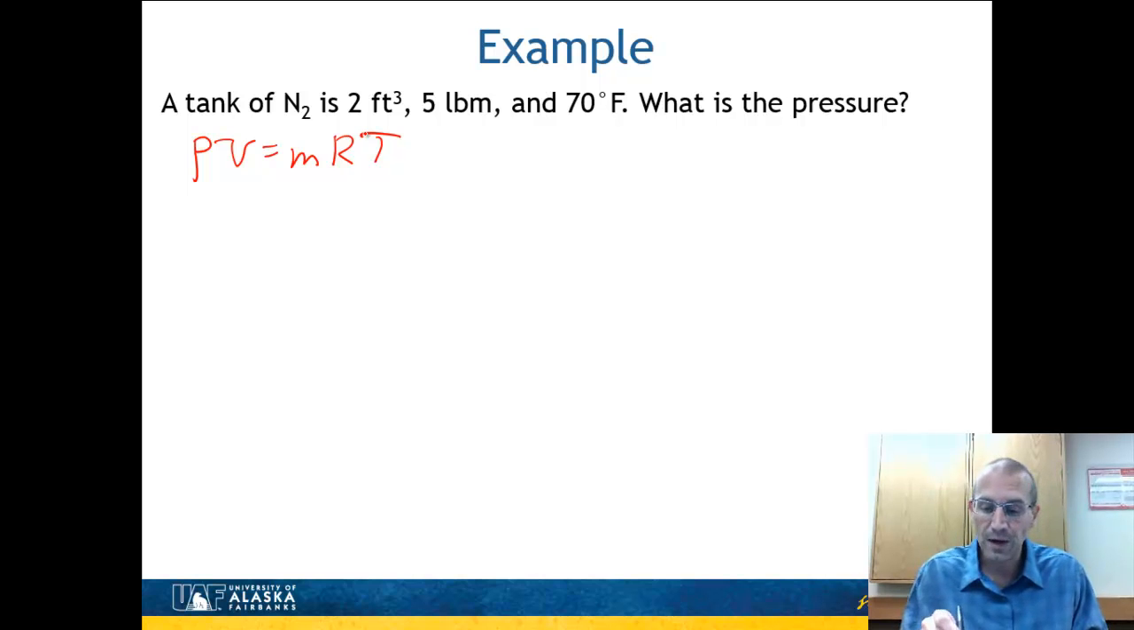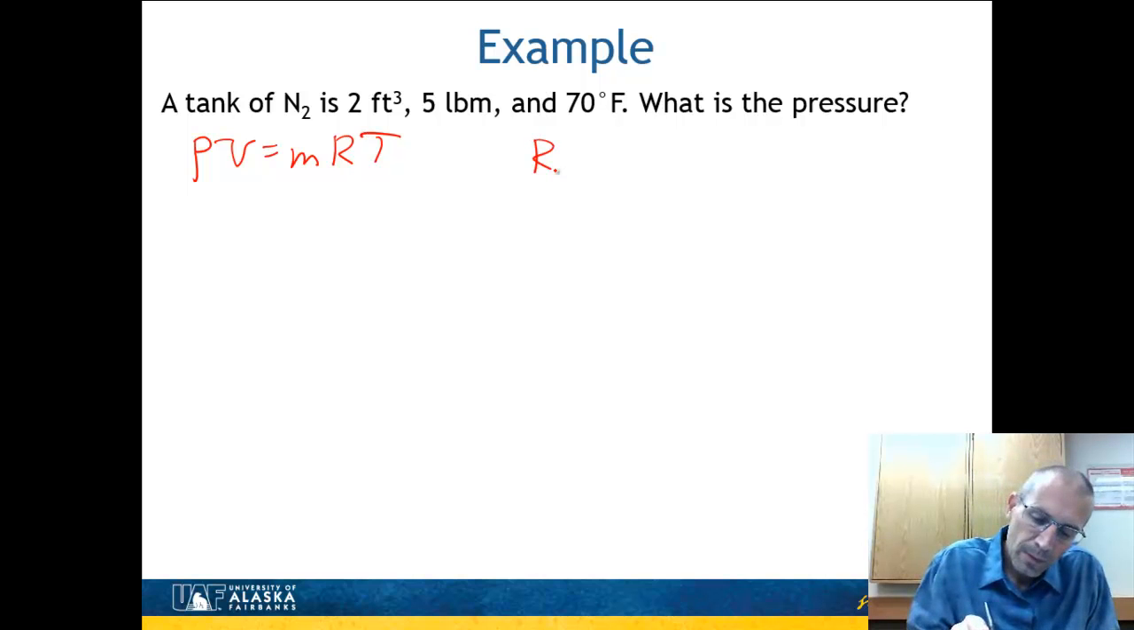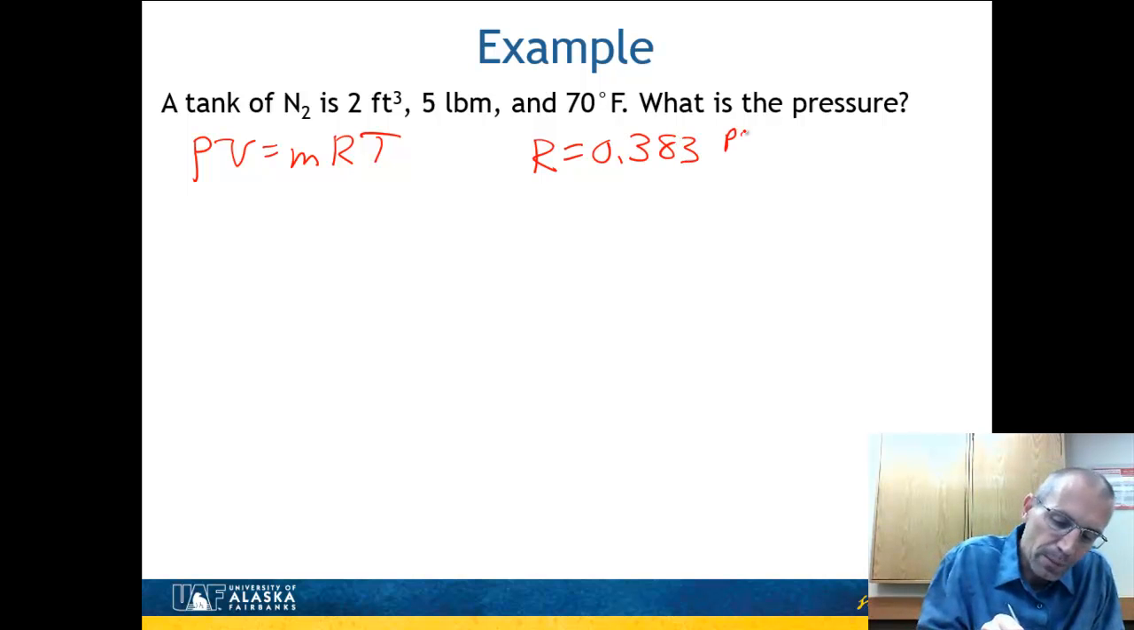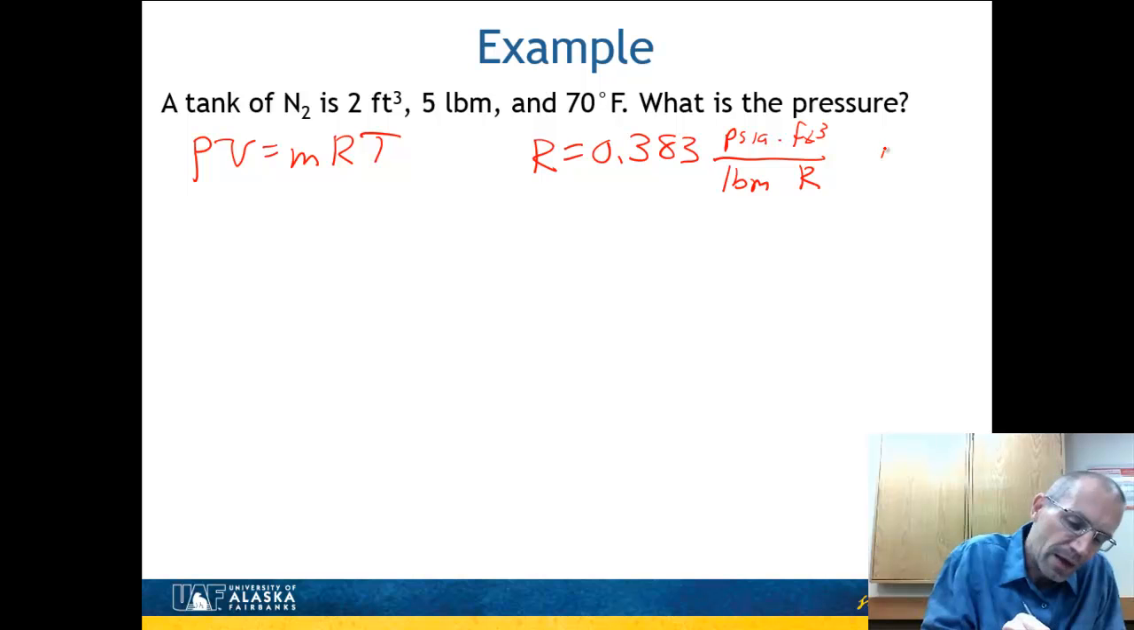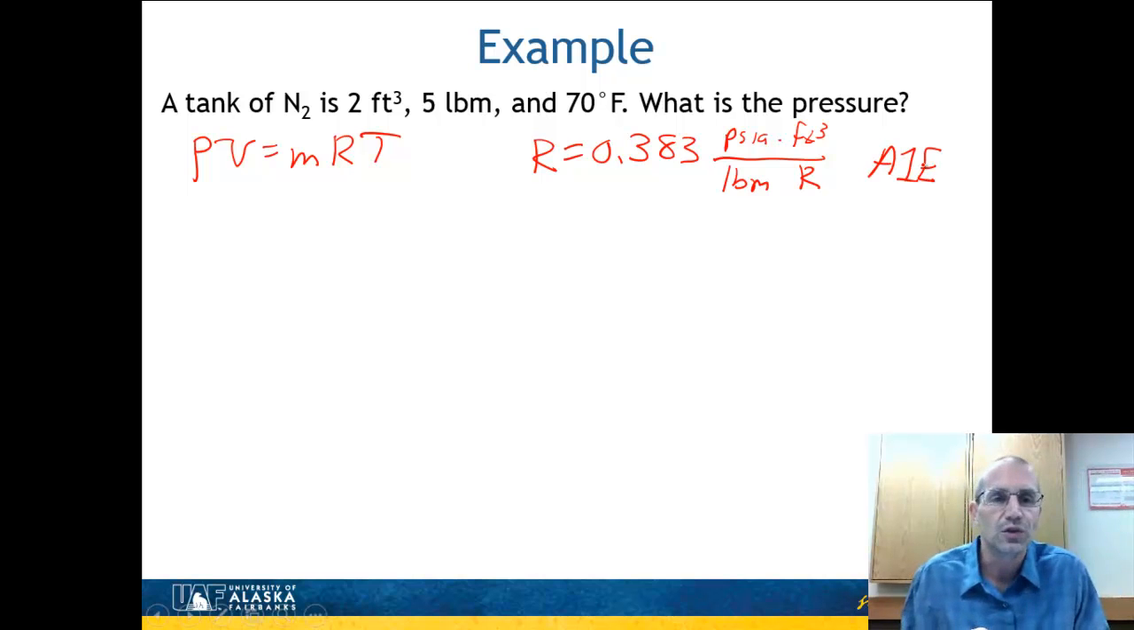One of the things I need to do now is look up my value of R. I looked it up on table A1, and I see that it is 0.383. The units for this are PSI, cubic feet, pound mass, R. And that comes from table A1, actually A1E because we're working in English units here. So now when I use this value of R, I'm going to want all of my units in, for example, PSIA and cubic feet. So let's go ahead and do that.